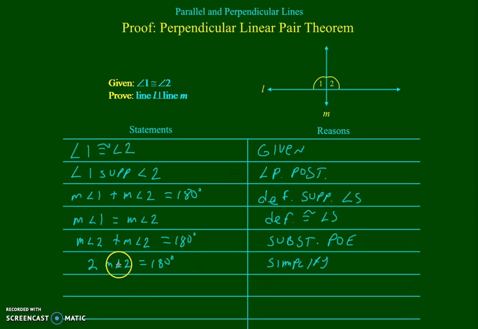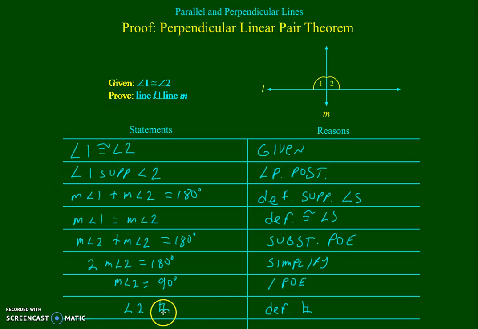Now remember, we had to get down to the point where one of these two angles was equal to 90 degrees, and to find the measure of that angle, we simply divide both sides of this equation by 2. And that's the division property of equality. So we divided both sides by 2, and we've got to the point where the measure of angle 2 equals 90 degrees. So what does this statement tell us? Well, if the measure of angle 2 is 90 degrees, then angle 2 is a right angle. And that's the definition of a right angle.